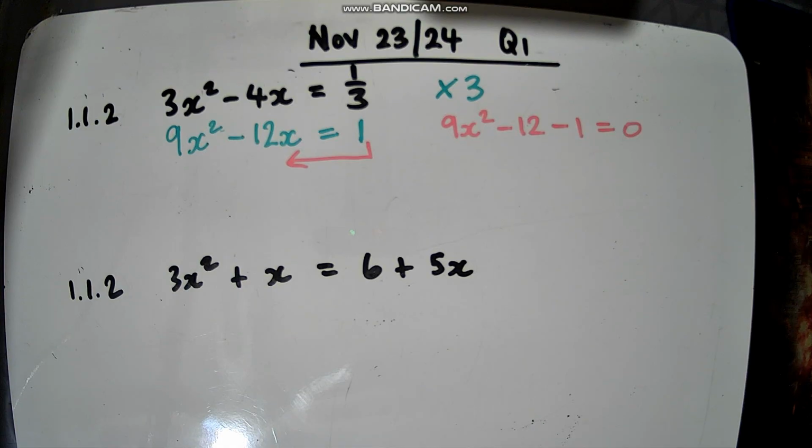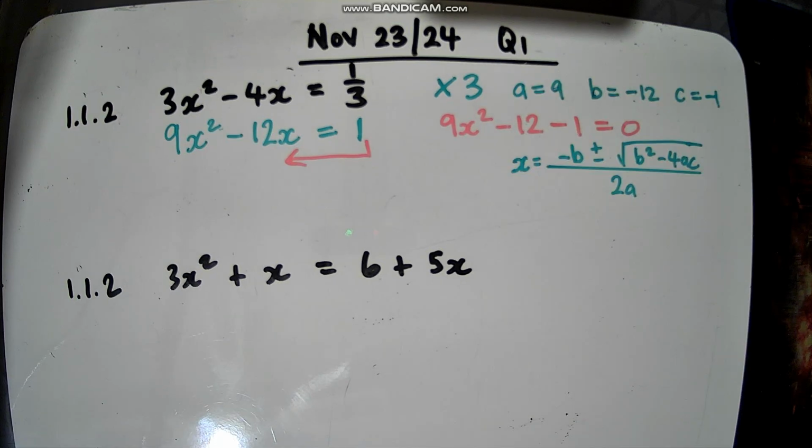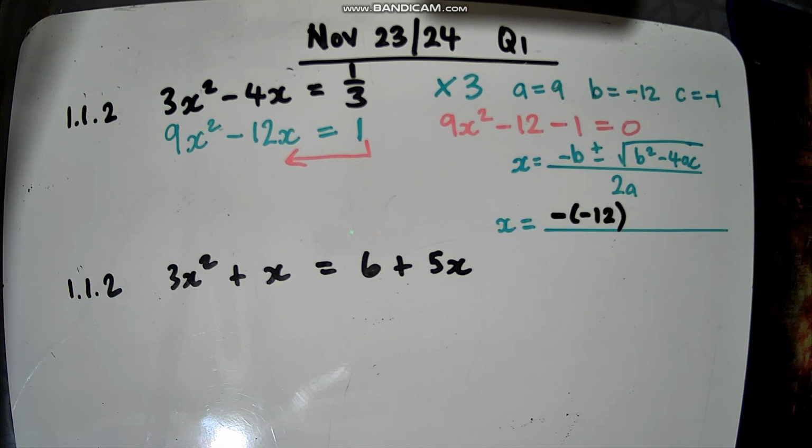Next you can use the quadratic formula. The 9, the minus 12 and the minus 1 will be the a, the b and the c value respectively. You will then plug the a, the b and the c value into the quadratic formula. So substitute correctly using brackets. The b has a negative 12, so notice the formula also has a negative. a has a value of 9 and c is minus 1.